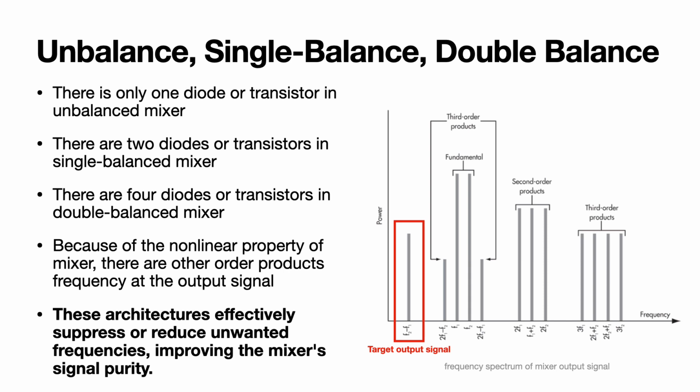Both the nonlinear and switch methods generate spurious signals, known as unwanted frequencies. These include fundamental frequencies, second-order products, third-order products, and higher-order products. To mitigate these unwanted signals, advanced mixer architectures like single-balanced and double-balanced designs utilize strategically placed diodes and transistors. These architectures effectively suppress or reduce unwanted frequencies, improving the mixer's signal purity.